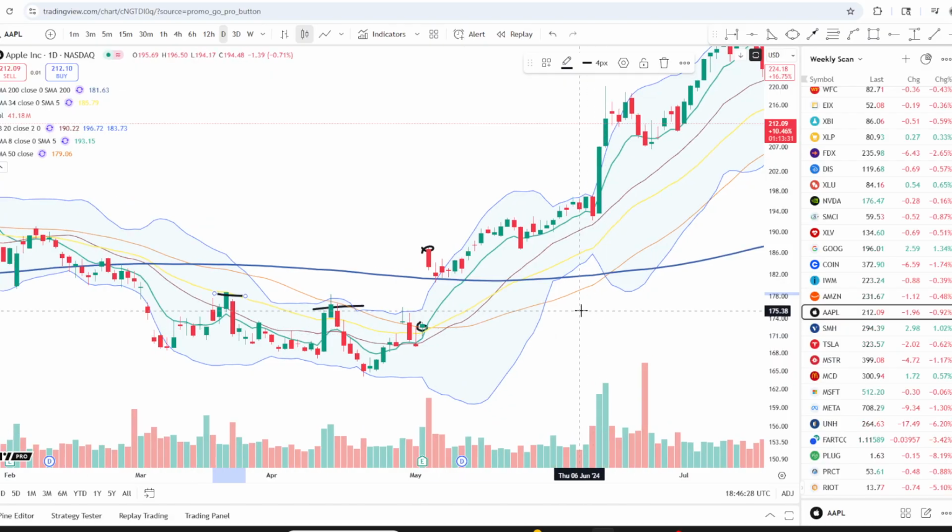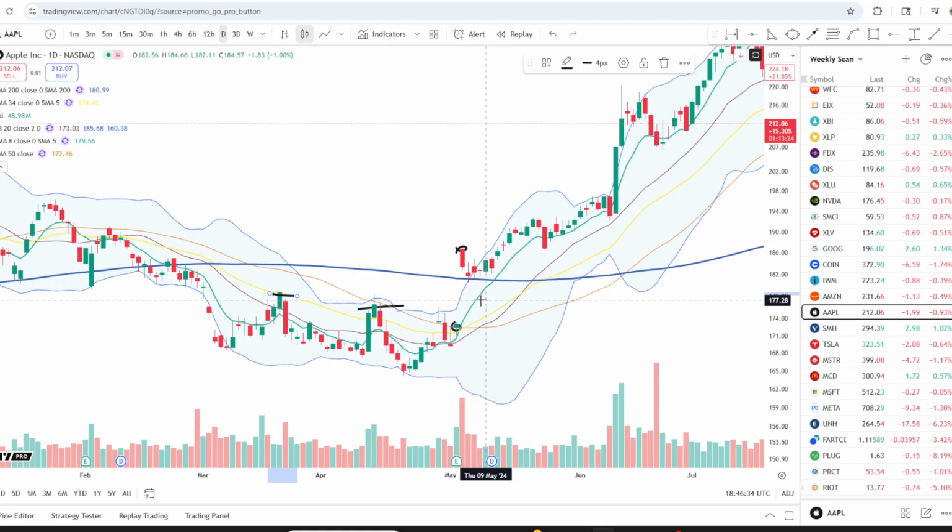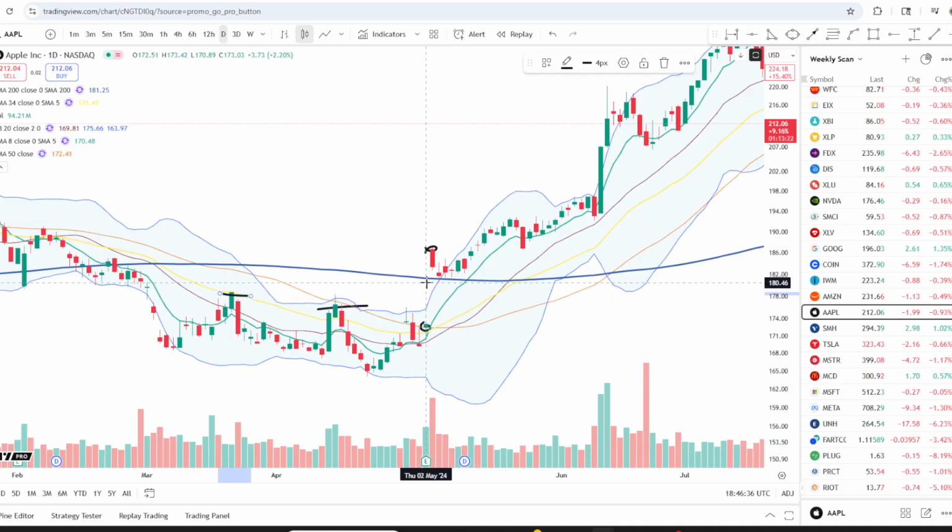In Japanese candlestick theory, this would be called a rising window, a window or a gap. Now, many times the gap itself can be support, either the peak of the gap, sorry, the bottom of the gap where it closed previously, can be support.